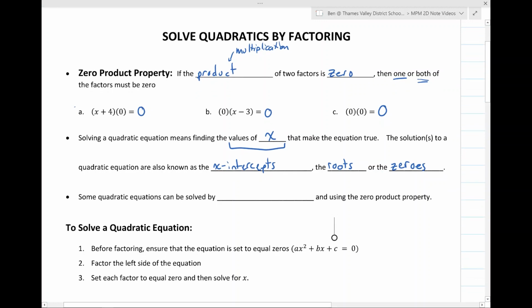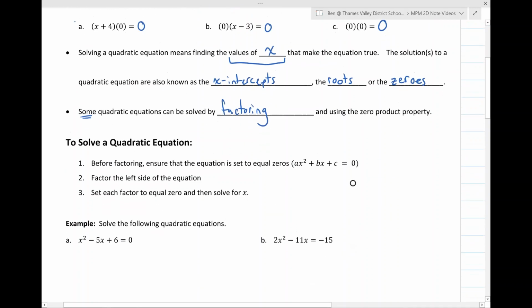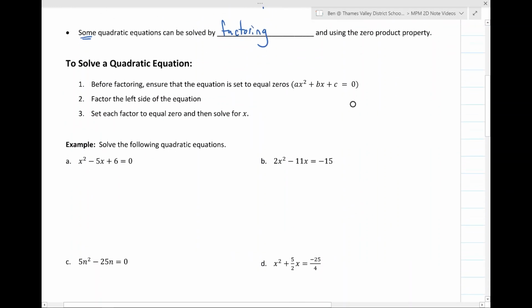Some quadratic equations, not all, but some, can be solved by factoring and using the zero product property. If we are solving a quadratic equation, before we factor, we have to make sure that one of the sides of this equation equals 0. After we have it equal 0, we factor the left side of the equation. Then we set each factor equal to 0 and solve for x in order to find the solutions.